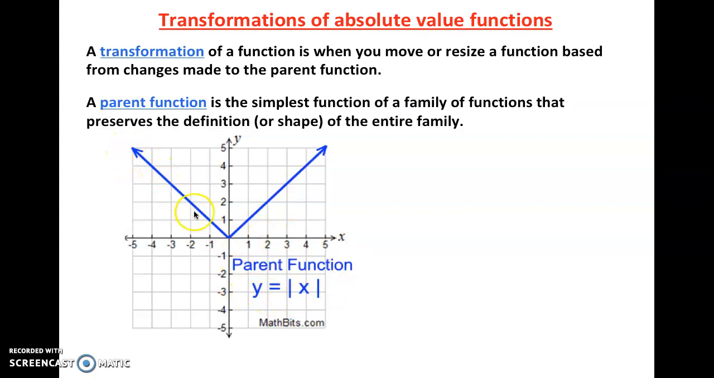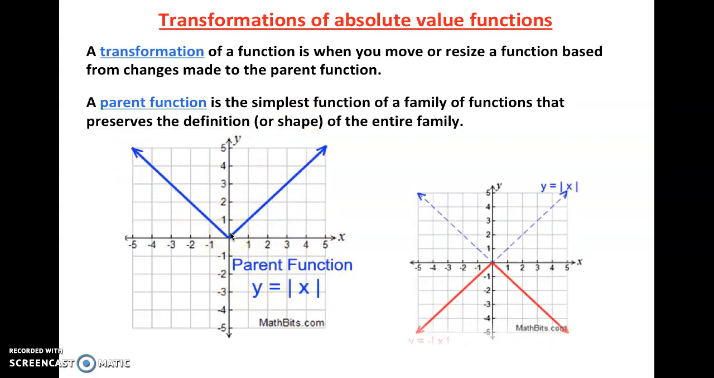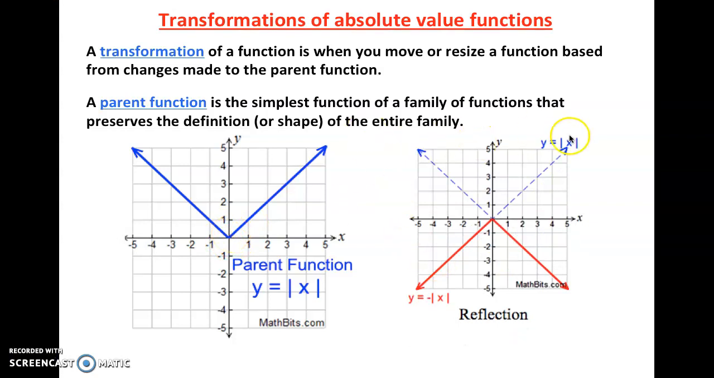Notice you'll have an absolute value shape of a v with its vertex at the origin. Now, if I were to take a number in front of the absolute value of x, and for instance put a negative, one of the transformations is a reflection. It's going to turn this graph upside down. So instead of opening upwards, this graph will now open downwards. But notice the vertex stays in the same spot.